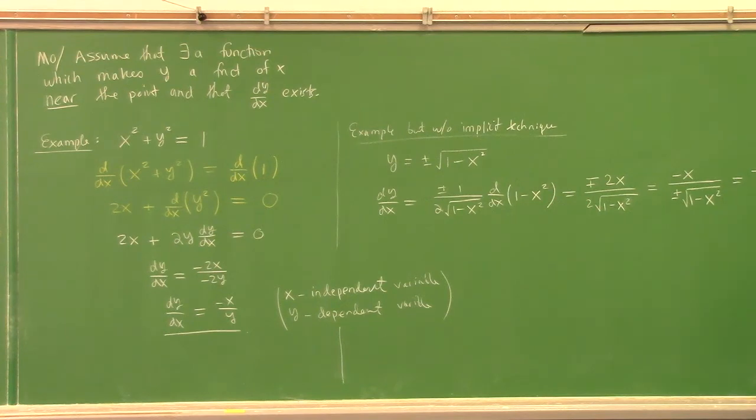We don't disagree. It's just that the implicit technique gives me the formula in terms of x and y, whereas the explicit would give me the other. When I multiply a plus minus by a minus, it gives me minus plus. It's just a notational trick.